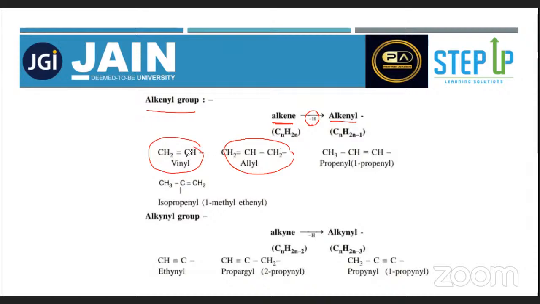If the double bond is attached to that carbon whose bond is free, that is directly attached to that carbon, then we say it as vinyl. And if the double bond is on the adjacent carbon to the one which has the free bond, that is known as allyl carbon.